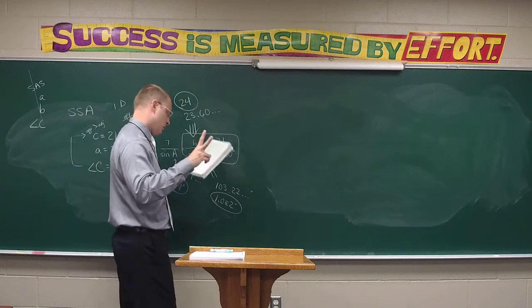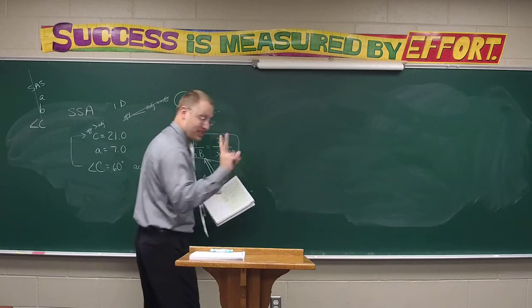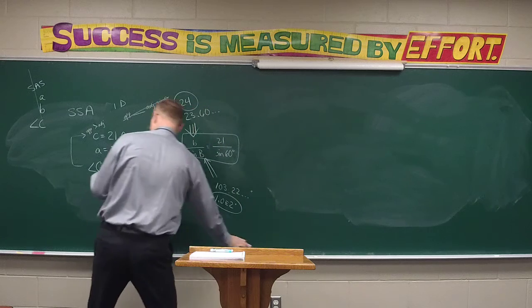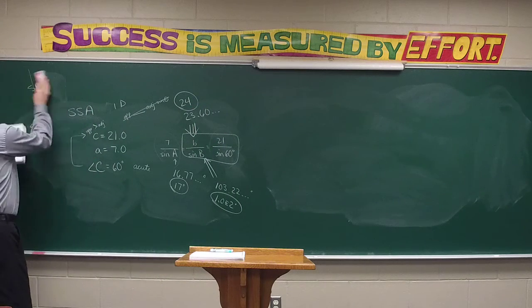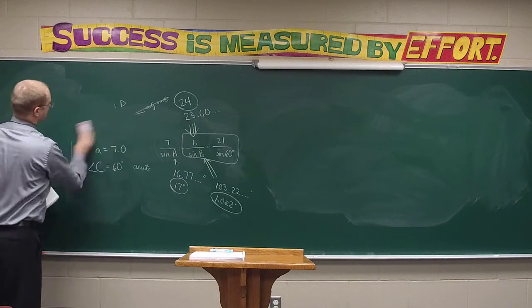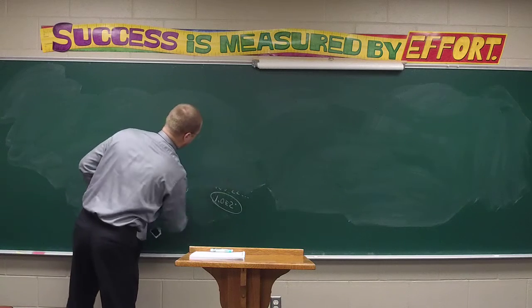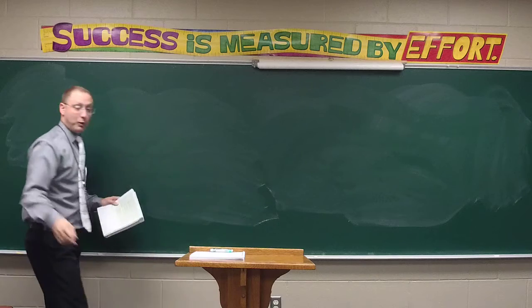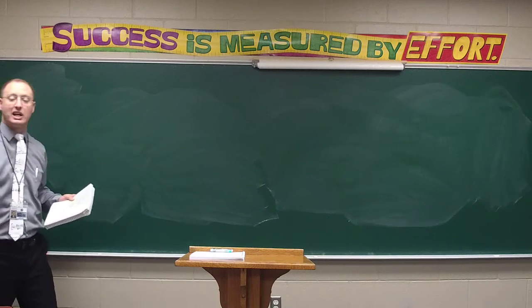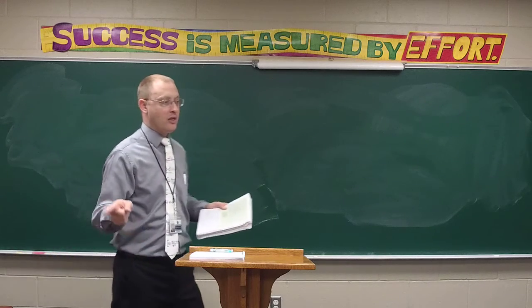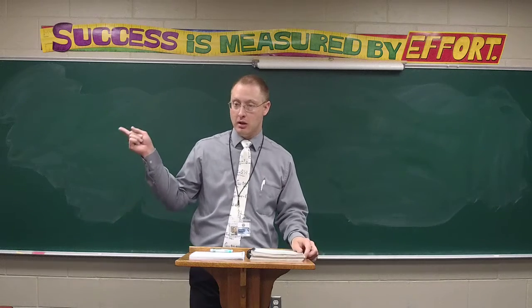I have two sides and one angle. That means, and there's a match, so I have side-side angle. And I look at the type of angle. What kind of angle do we got? I like right angles as well as I do obtuse angles, because just like obtuse, for a right angle to work, the opposite has to be bigger.